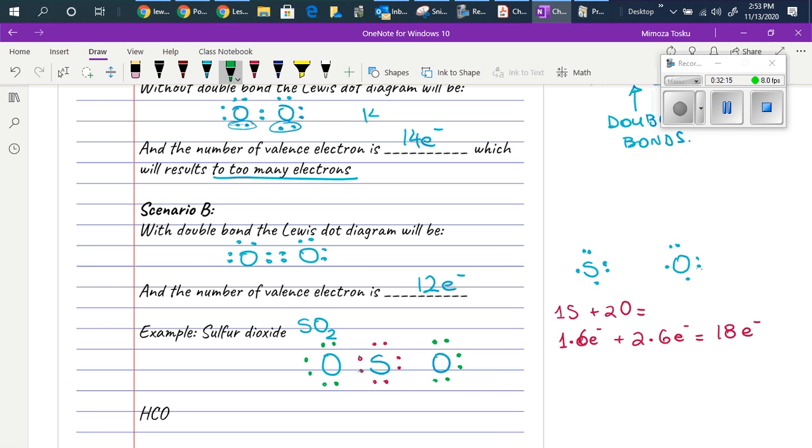So now the central atom and the outer atoms are satisfied with the octet rule, but let's count the number of electrons. 1, 2, 3, 4, 5, 6, 7, 8 for the central one, 8, 9, 10, 11, 12, 13, 14, 15, 16, 17, 18, 19, 20. That means we have more electrons than what is allowed. We have only 18 electrons to place. So what do we do in this case?